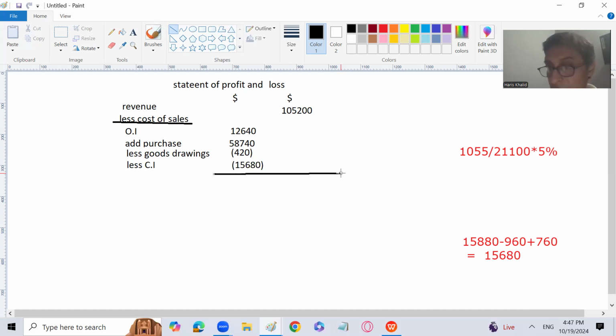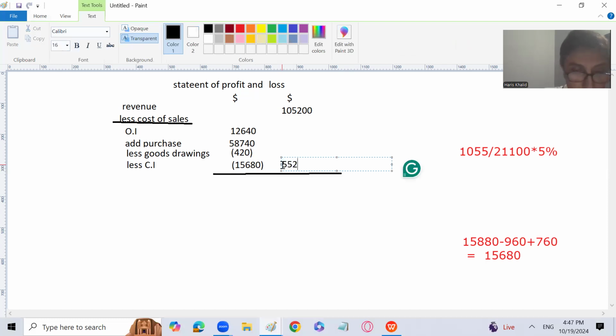And through this cost of sales, we are supposed to subtract. Let me calculate it. As discussed, I am solving it with you. No solution I am having and no solution I am going to get from anywhere. 12640 plus 58740 minus 420 minus 15680. The answer is 55280. Let me write here: 55280 is the answer for cost of sales. And now this cost of sales is going to be subtracted, right? Let me calculate it.